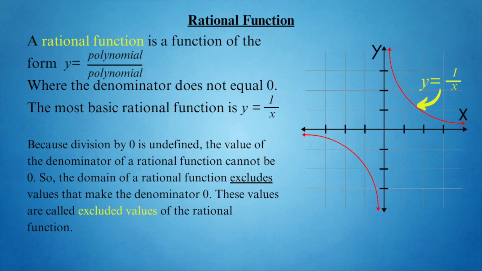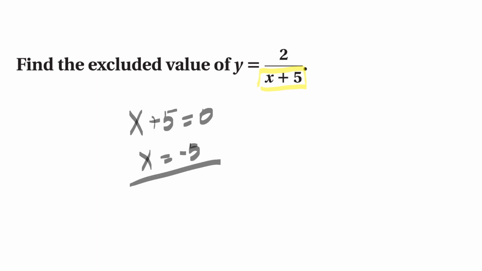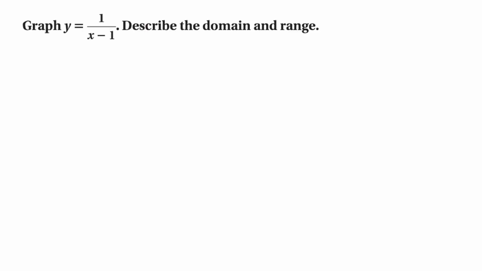So the first thing we want to do is look at our equation and find the excluded values. That's the values that would make this denominator equal to 0. So x plus 5 equals 0, so x equals negative 5. This is not part of our domain, so it is an excluded value.